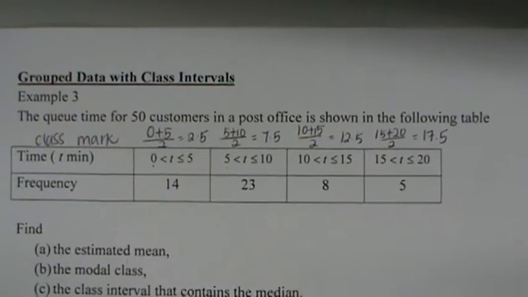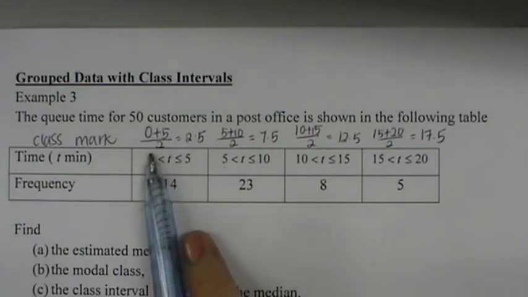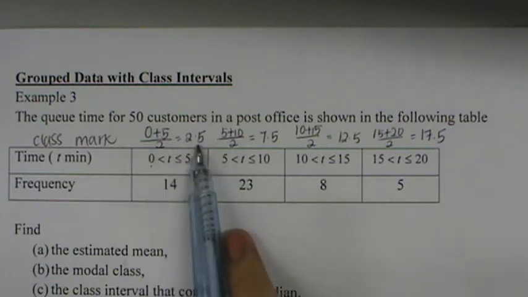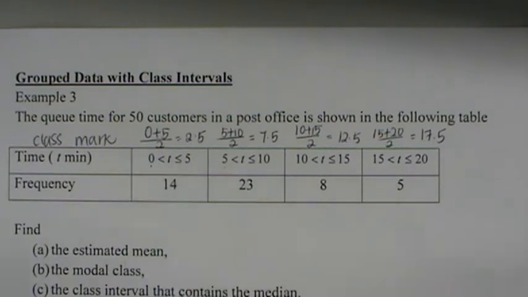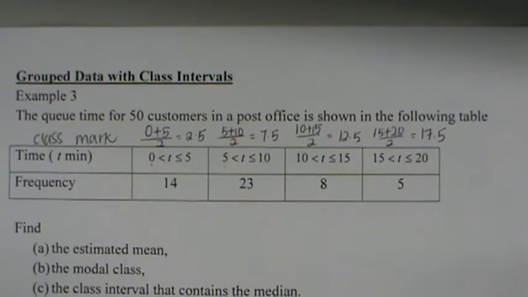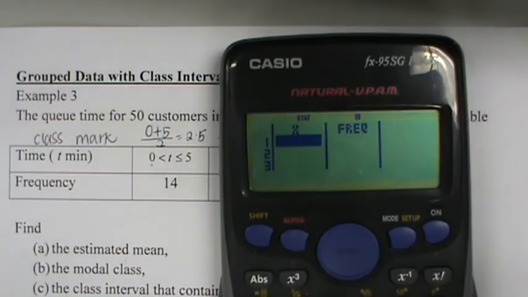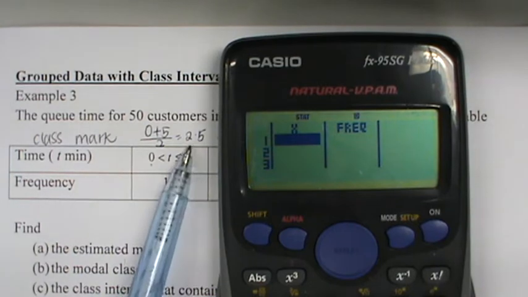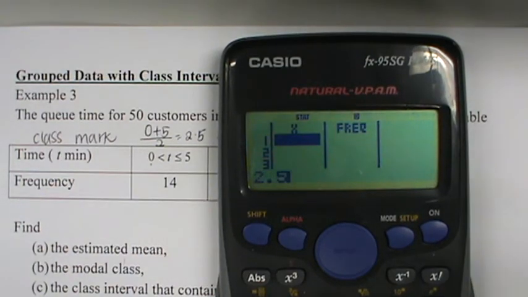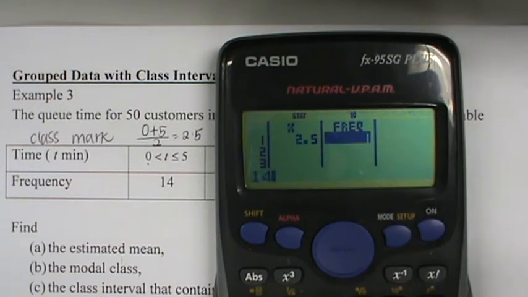Okay, why do we need a class mark? In order to represent numbers from this interval, we take the class mark, which is the number right in the middle, to represent the values in that class. So now once we have the class mark, we are able to key in our data. My data value will be 2.5, followed by my frequency of 14.